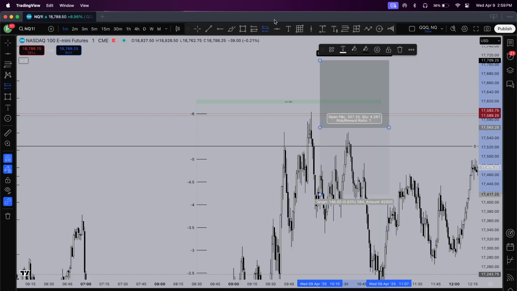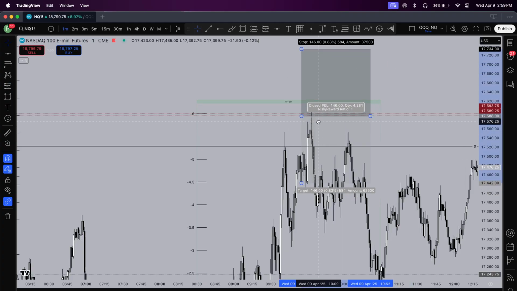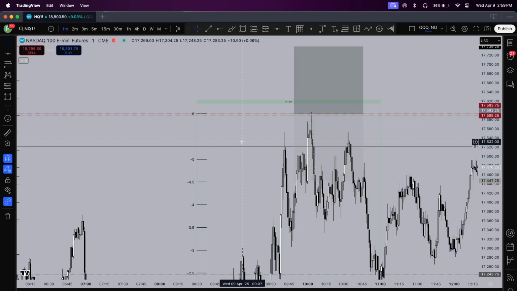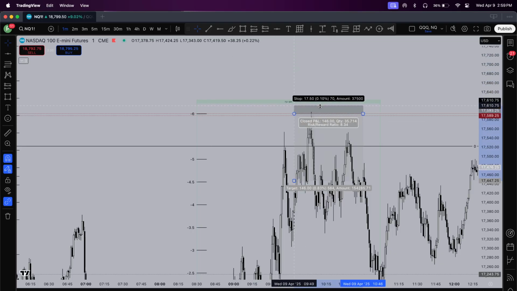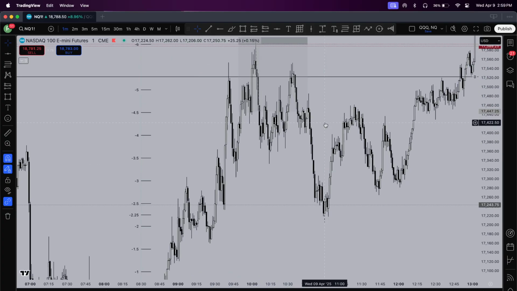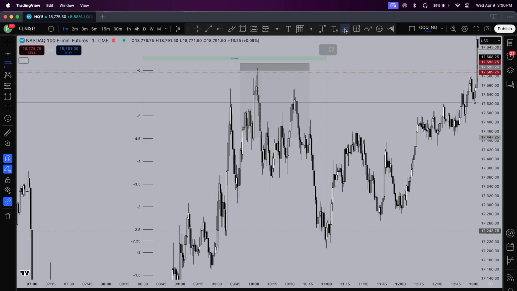I think I got in around 563 right here. But let's keep the initial entry that was supposed to be. So -6, 10 points. You know what, 15, because in this market it's crazy volatile. So yeah, let's keep it at that.